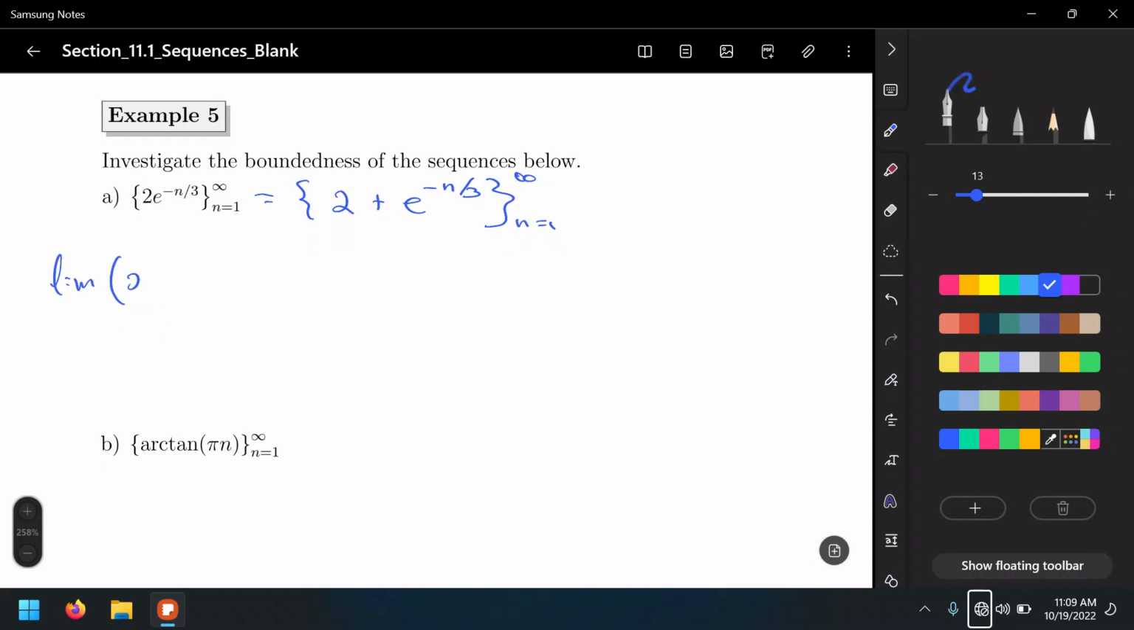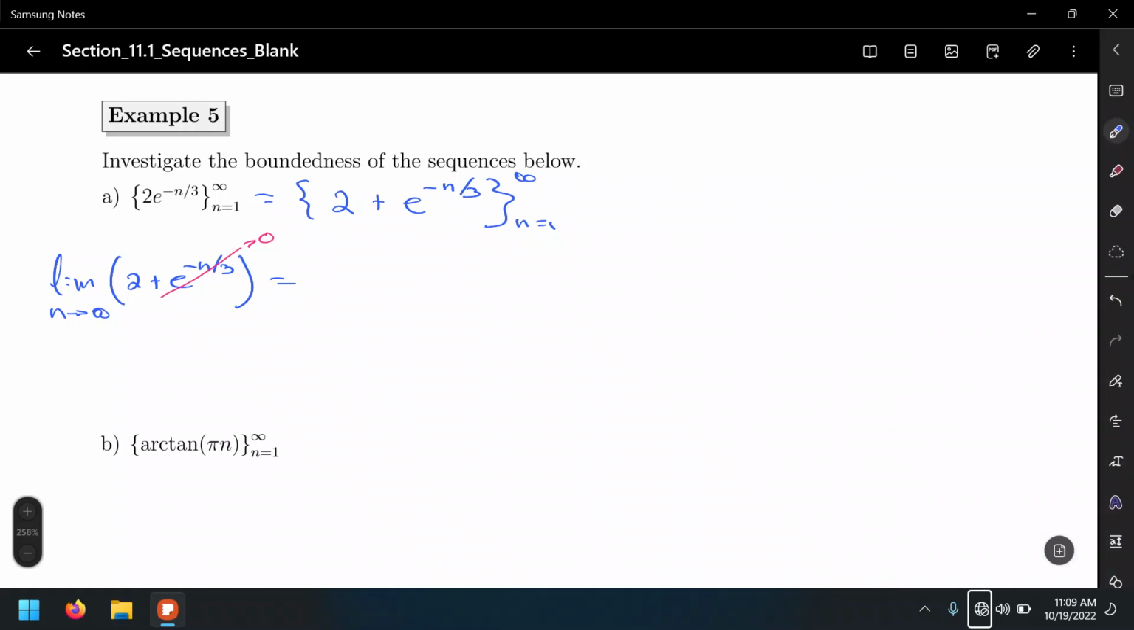Limit of 2 plus e to the negative n over 3 as n approaches infinity. Alright, well, computing this limit, where is this term going to go? To 0, right? I think I wrote the answer at the same time I could ask the question. So 2 plus 0, that's going to be 2. Well, that limit is 2.